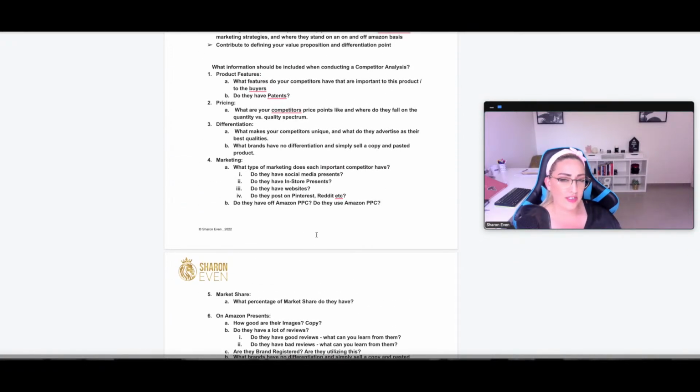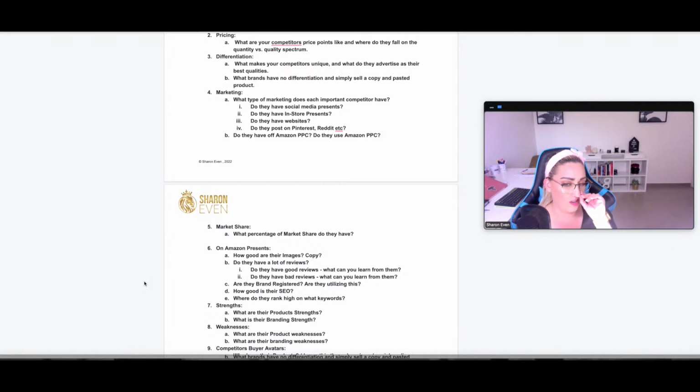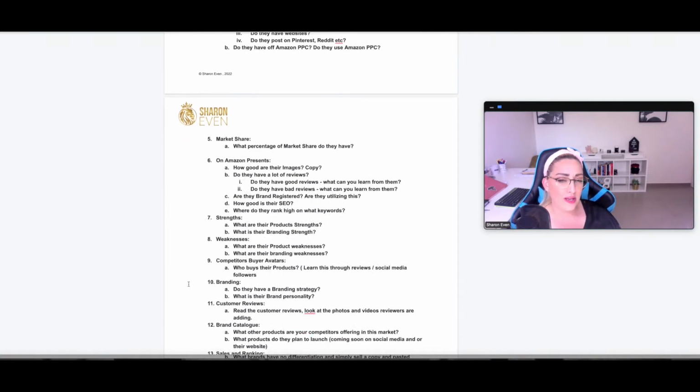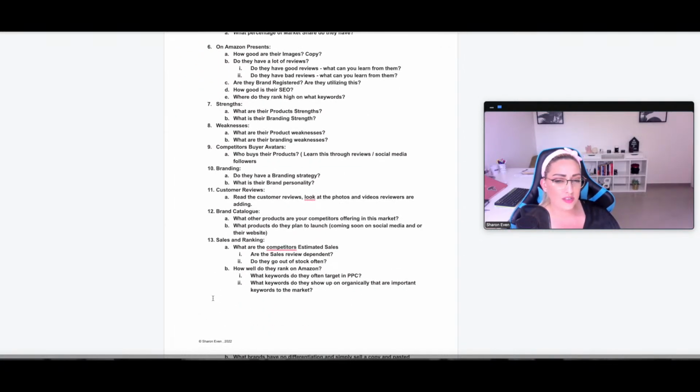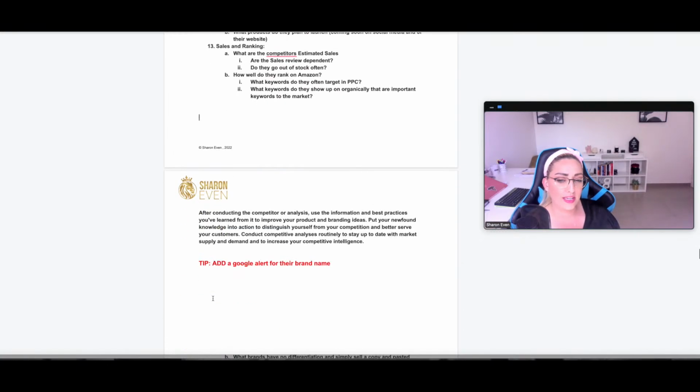So just to summarize: product features, pricing, differentiation, marketing strategies on and off Amazon, market share, on Amazon presence, what are their strengths, their weaknesses, who are their buyer avatars, what is their branding strategy, what do their customer reviews look like, what is in their brand catalog, and their sales and ranking.